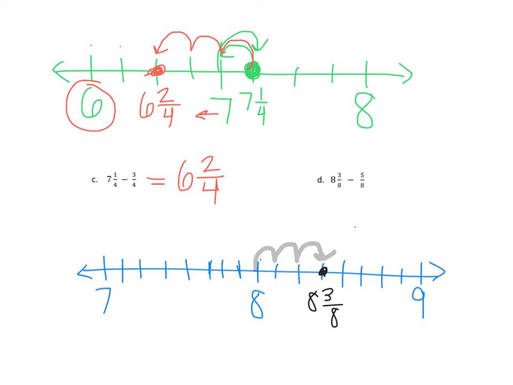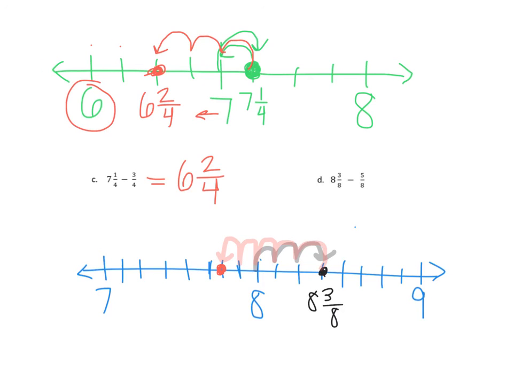All right, sorry that's a little messy. Okay, so we're starting at 8 and 3/8, which we found already and marked. And we're moving left 5/8 because we're taking away 5/8. So I'm going to start here. I'm going to go 1, 2, 3, 4, 5. This is where I land. So let me put a mark there.